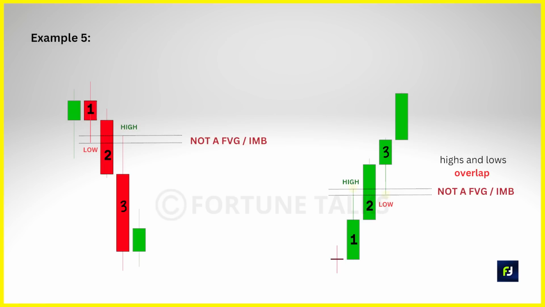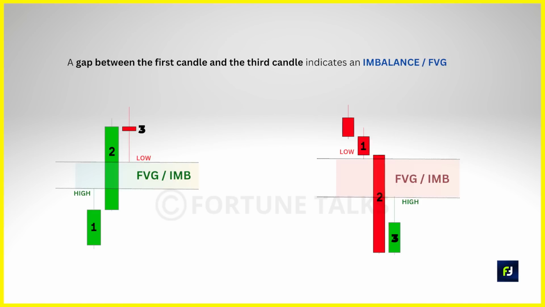Similarly, over here, if we were to extend the first candle's high using a line and also extend a line from the third candle's low, you can see that there is an overlap between the first candle's high and the third candle's low, meaning there is no imbalance or fair value gap. So now just to clarify, a gap between the first candle's low and the third candle's high, or the first candle's high or the third candle's low, is what creates a fair value gap. Now, I want you to find such imbalances or fair value gaps on different charts and mark them on your own by this simple method.